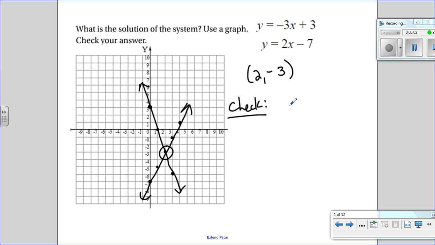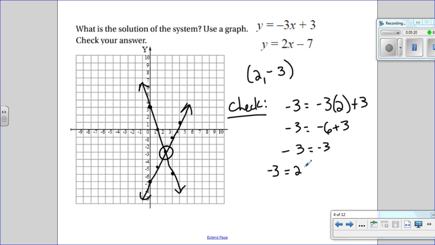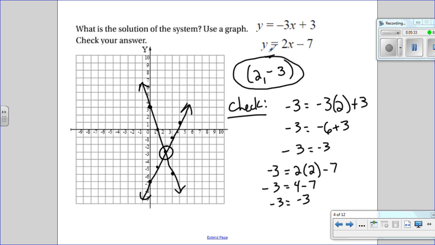So we plug this back in. So y is negative 3, x is 2, plus 3. Negative 3 equals negative 6 plus 3. So that's negative 3 equals negative 3. So that one works. And the second one is negative 3 equals 2 times 2 minus 7. Negative 3 equals 4 minus 7, which is negative 3 equals negative 3. So they both work. And so that tells us that this is indeed our correct solution.